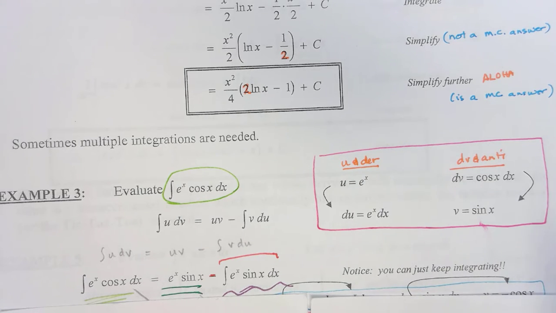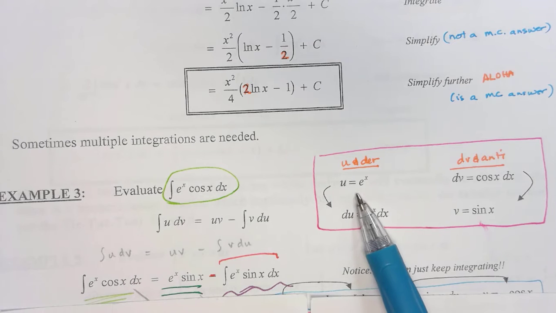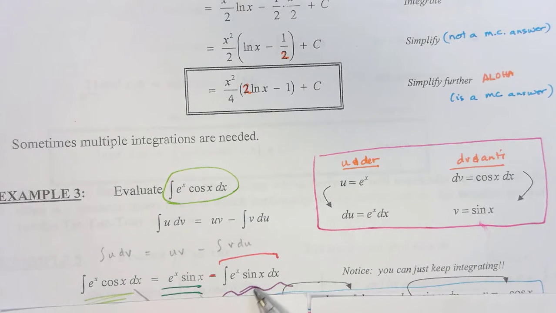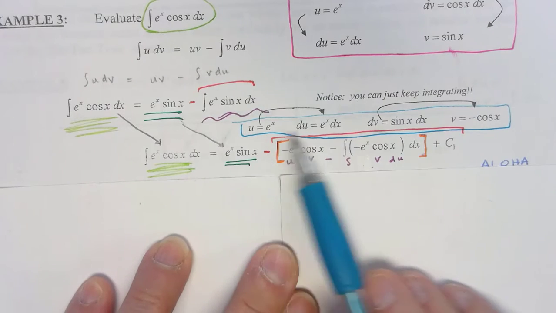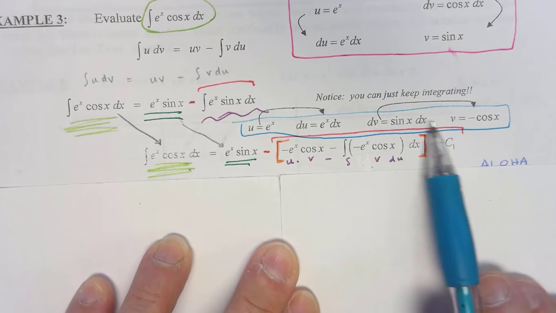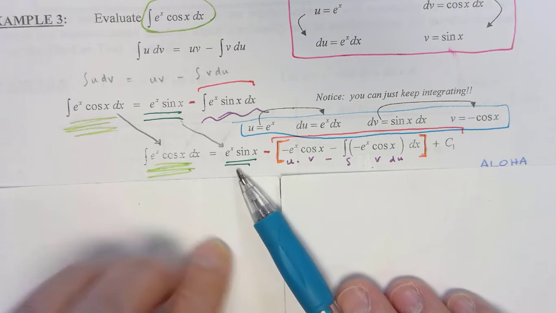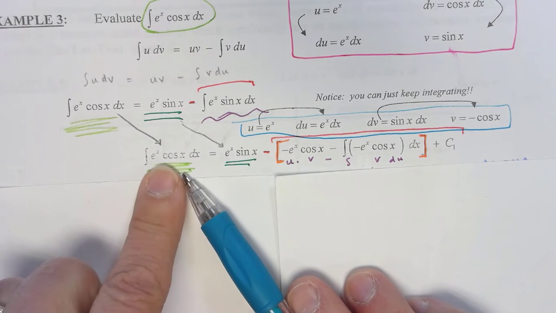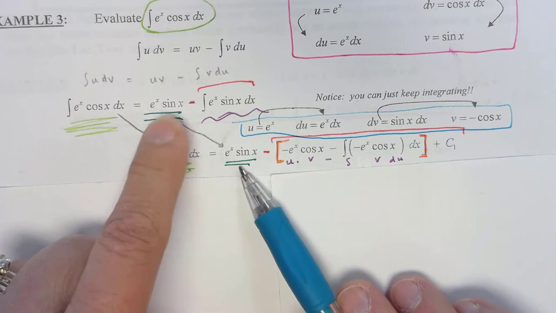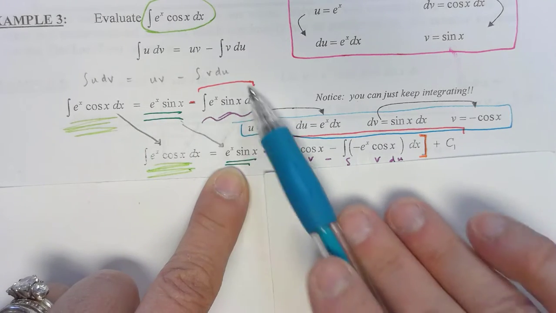So I'm going to repeat the whole process again with my u being e to the x, but this time my dv is going to be sine of x dx. Now we know if our dv is sine of x dx, v, the antiderivative of that would be negative cosine of x. So here we go again. Here is my original problem. Here is this piece. And now we're going to anti-differentiate this.